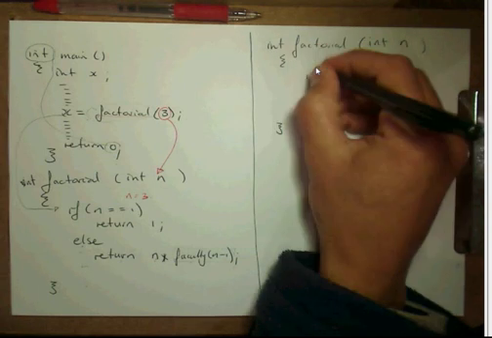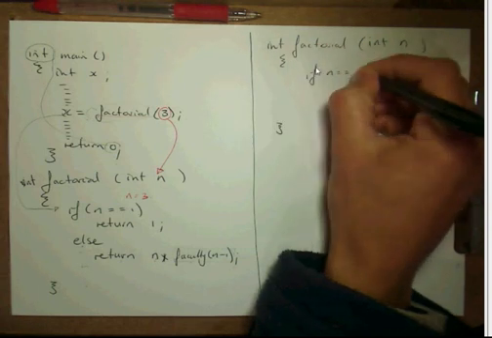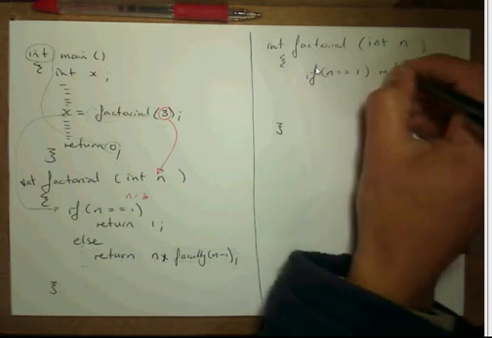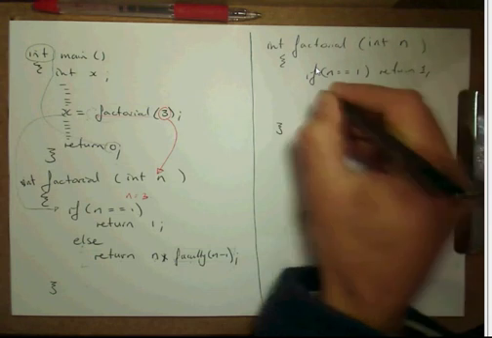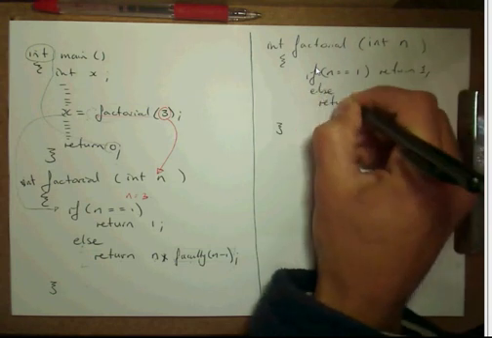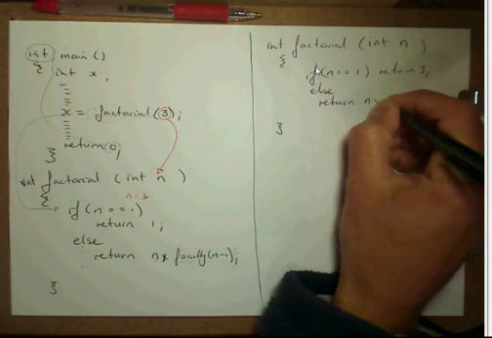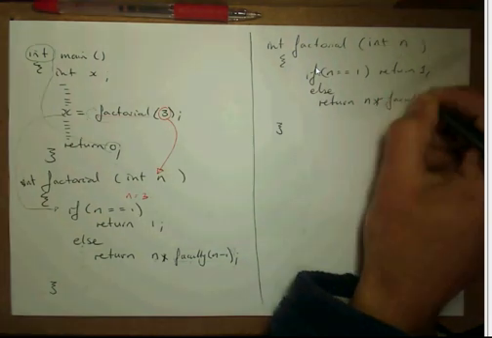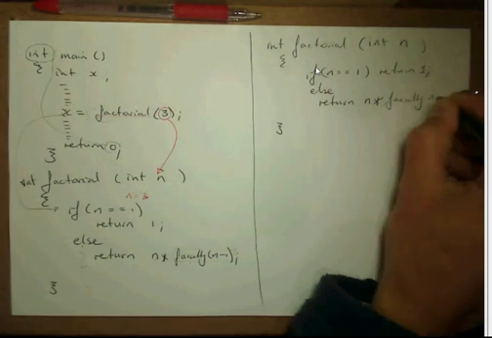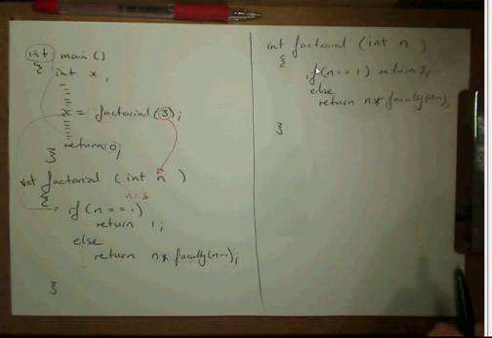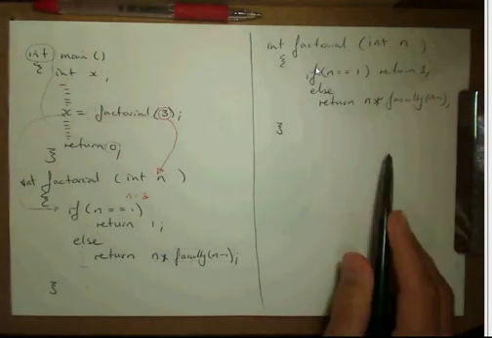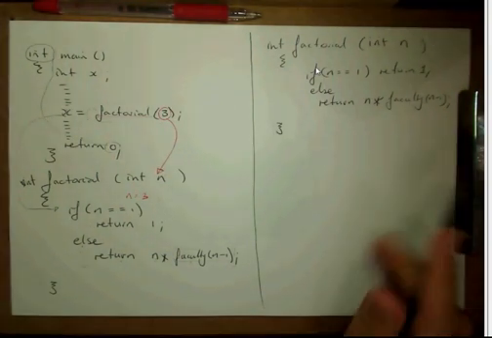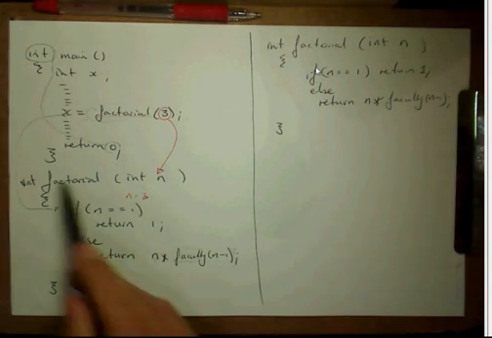If n is equal to 1, return 1, else return n times factorial of n minus 1. So you can see this is exactly the same program. There's nothing different. It's exactly the same function as this, same name, same everything.